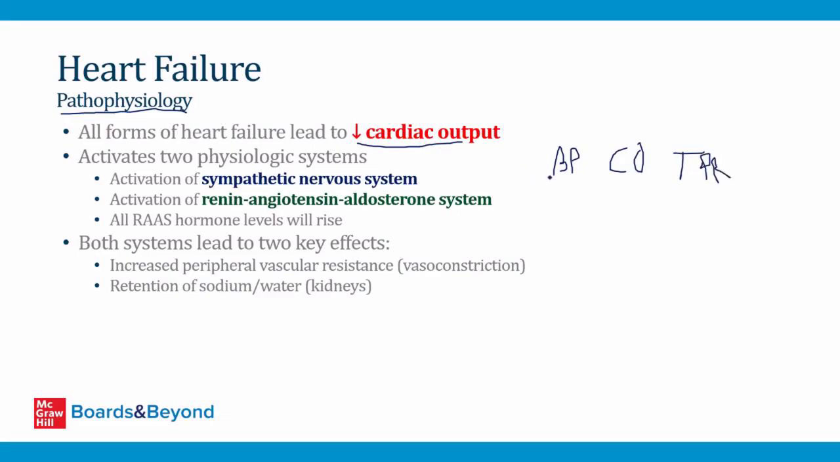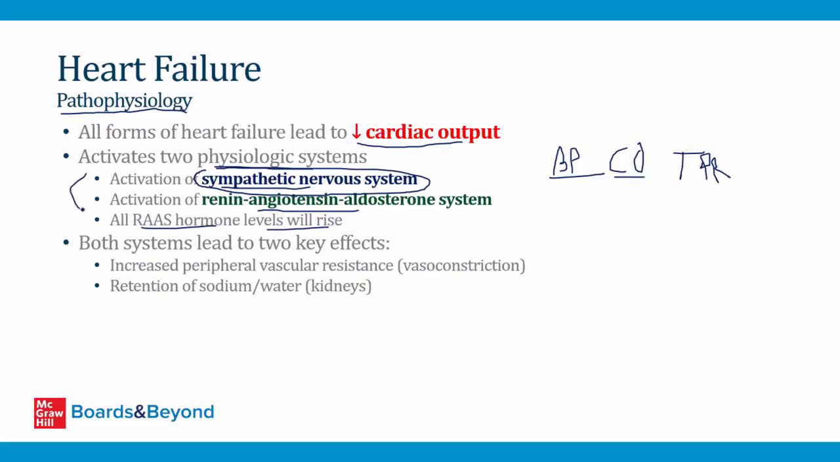And so when the blood pressure gets low from low cardiac output, that's going to activate a response from the body. Specifically, it's going to activate two physiologic systems. First of all, the sympathetic nervous system, and secondly, the renin-angiotensin-aldosterone system. So in patients who have heart failure, they always have increased activity of their sympathetic system, and all their RAS hormone levels rise because of activation of the RAS.